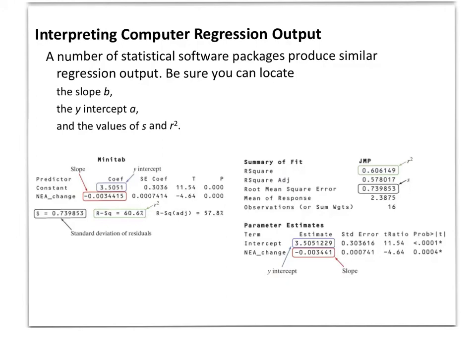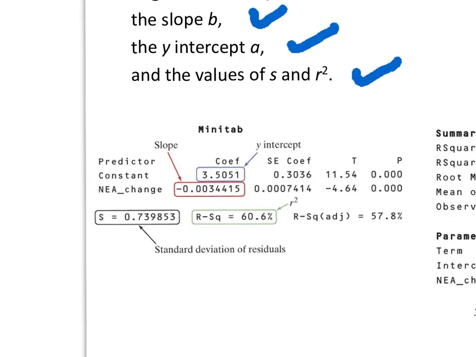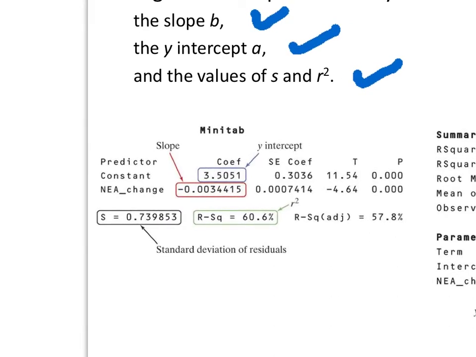It's really important that you be able to interpret computer regression output, whether it's from a computer or a calculator. Every program and software will give different pieces of information, and you've got to reach in there and pull out exactly what you need. The things you need to be able to find in any regression are the slope, which is usually b, the y-intercept, which is a, the value of s, which is the standard deviation, and r squared. So you've got to be able to find those four things somewhere within the information. On the left here we have a common program in statistics, Minitab, and you've got to be able to interpret this information.